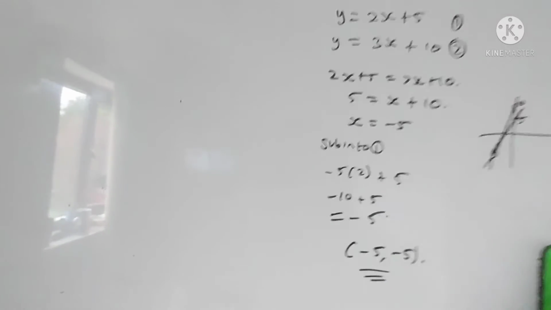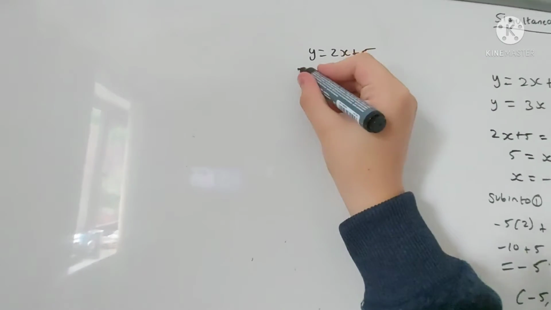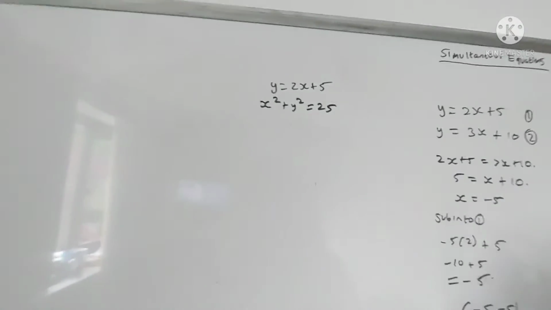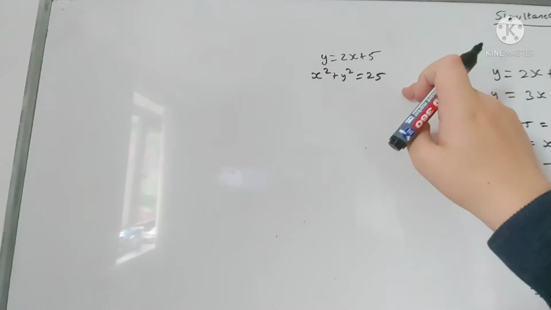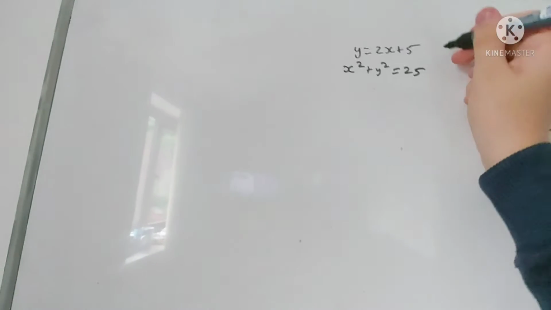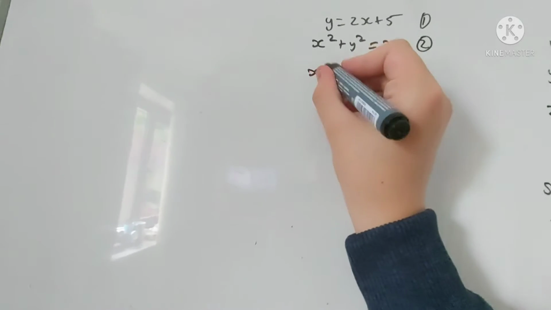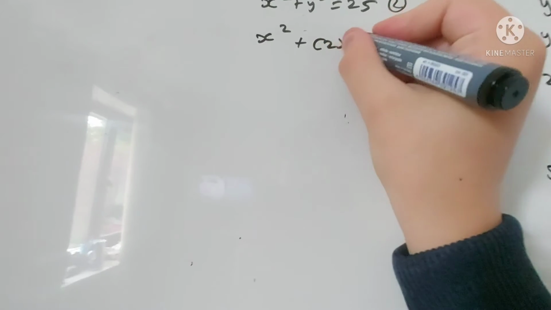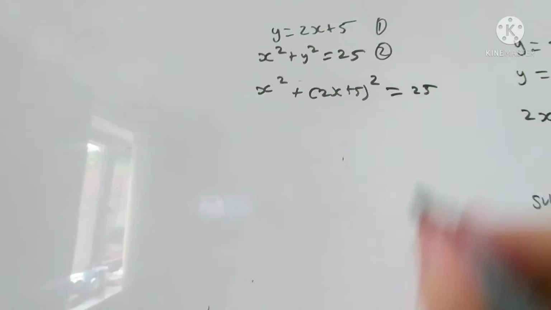Now, if the equations aren't linear, so if I still have that y equals 2x plus 5 line, but now I introduce x squared plus y squared equals 25, I want to know where this line intersects this circle. Now, I know what y equals, so I can sub y into there. So sub 1 into 2. So I get x squared, now plus y squared. Now y is 2x plus 5, so it's 2x plus 5 all squared is equal to 25.